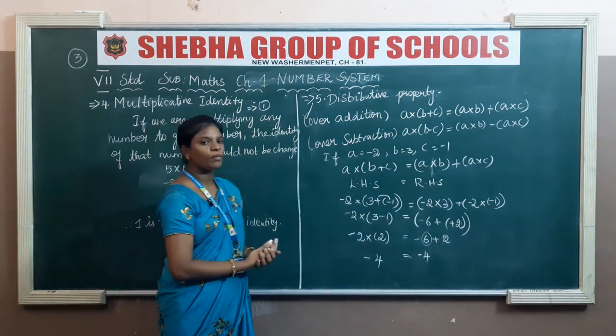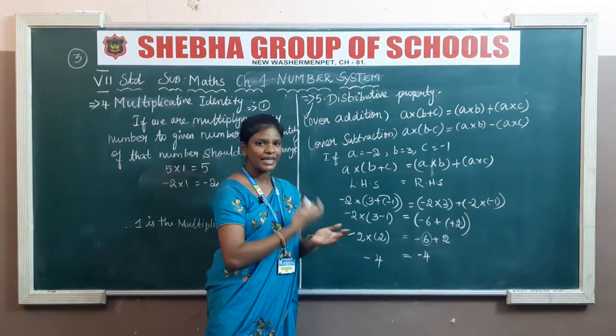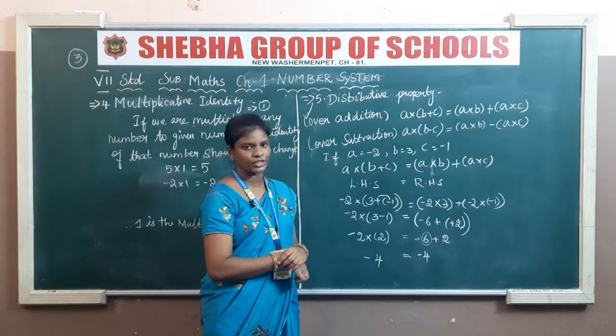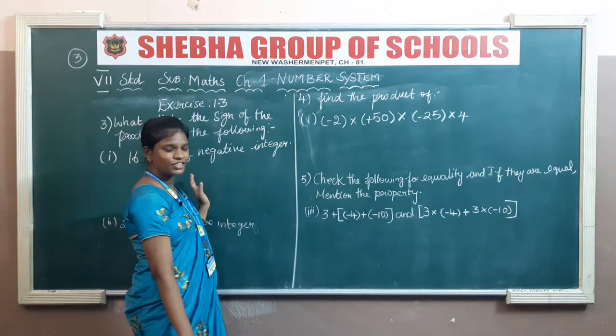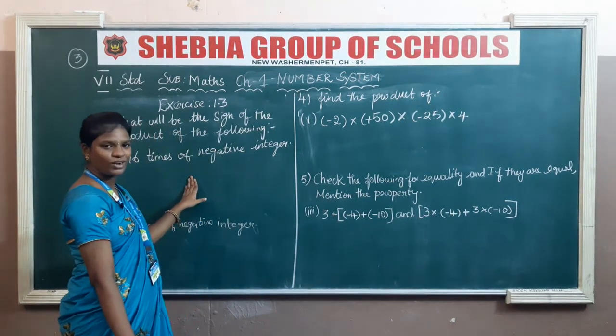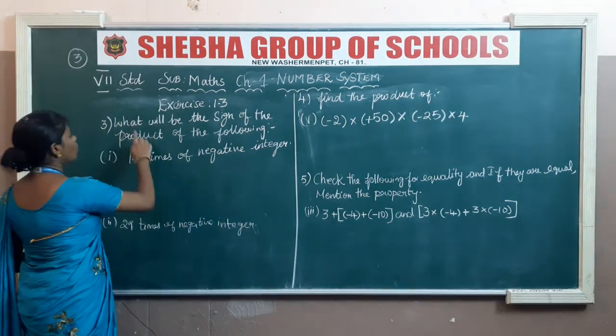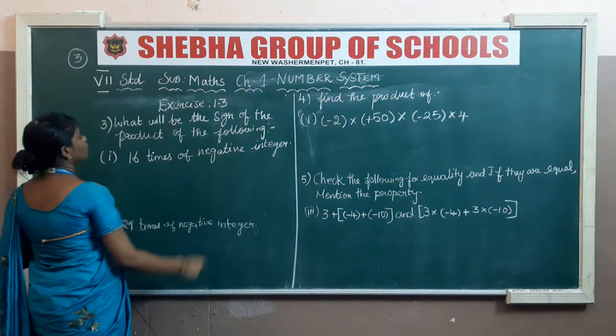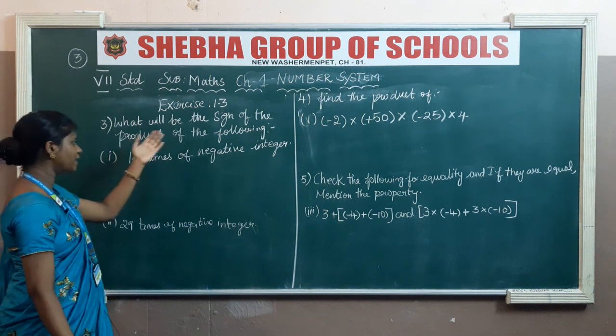So, the distributive property is also satisfied by multiplication. Okay, let's move to exercise 1.3, third sum. What will be the sign of the product of the following?